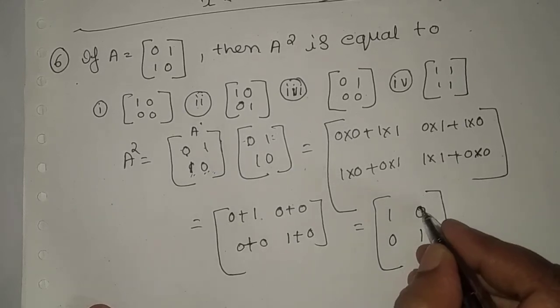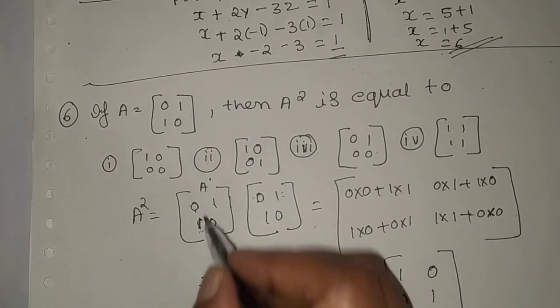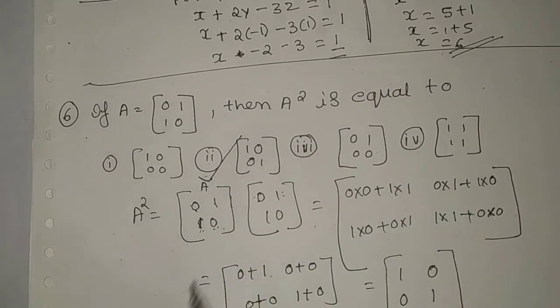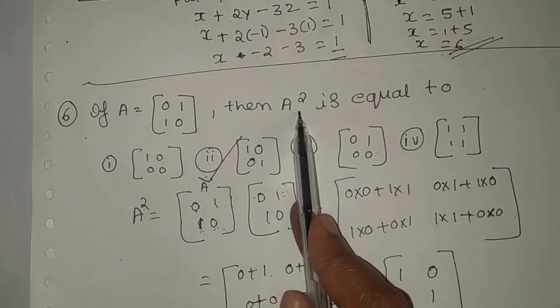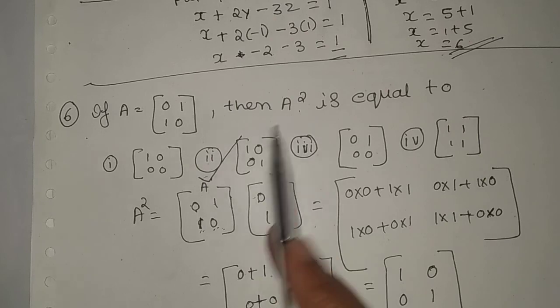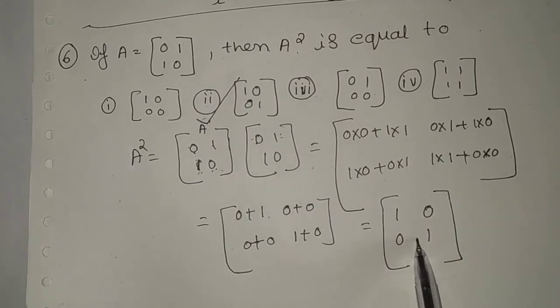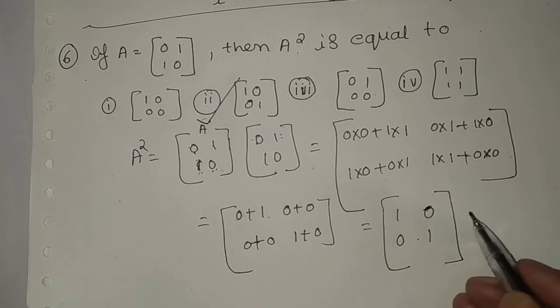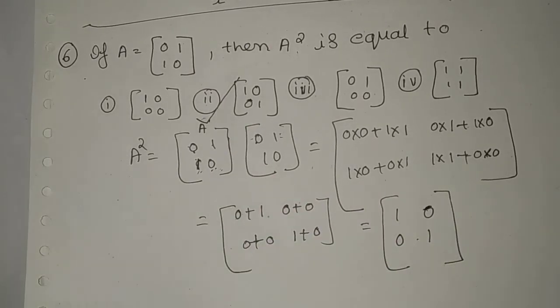So, see in the options which is the correct answer. Here option 2 is the correct answer. So, take the matrix A. Since they have asked us to find A square, write A 2 times, multiply, write down each step, you will get the answer. So 1 0 0 1, that is the second option, is the correct answer.